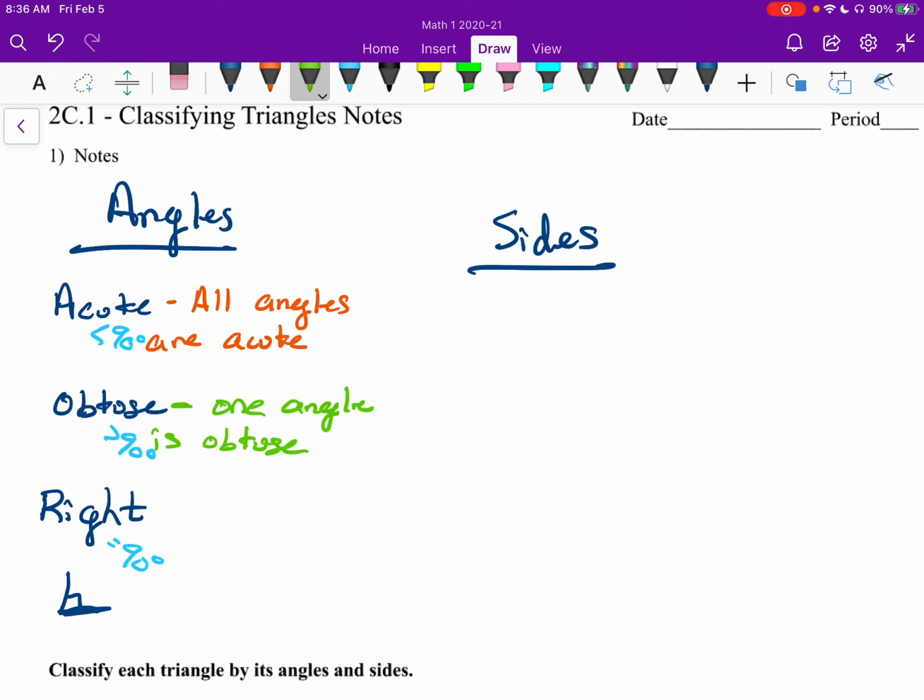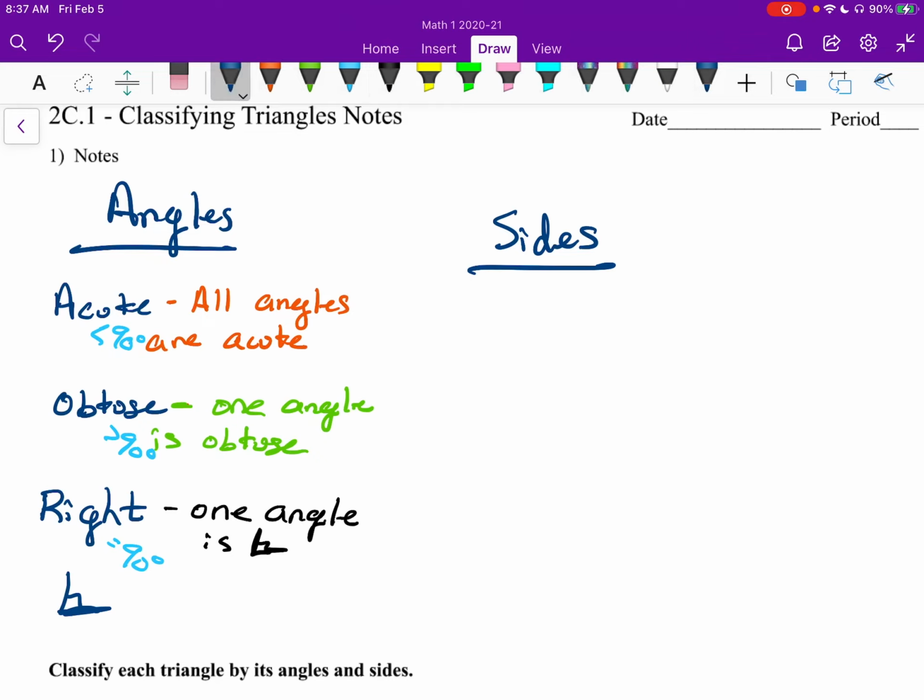So a right triangle, one angle is right. Okay, so acute, all three angles are acute. Obtuse, one angle is obtuse, the other two are acute. And then right, one angle is right, and the other two are acute.